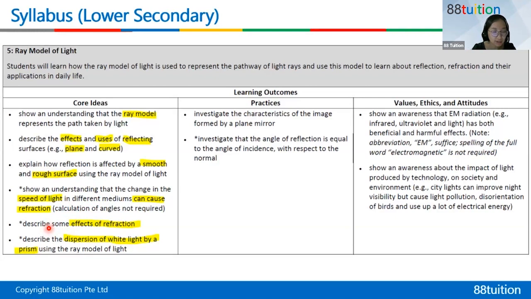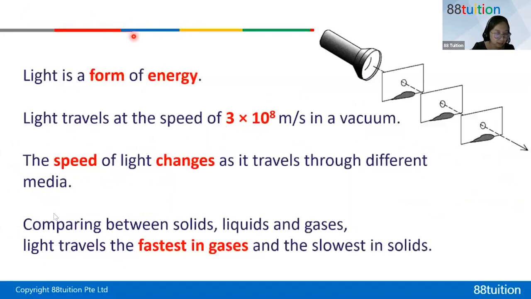Then, describe some effects of refraction. There is reflection with the letters FL, and then you have refraction with FR. Reflection and refraction are different. And then we also have dispersion. So there are three words here: reflection, refraction, and dispersion. These are the syllabus in lower set. Let's go through very quickly.